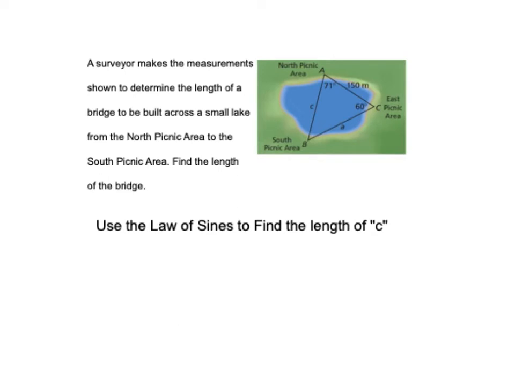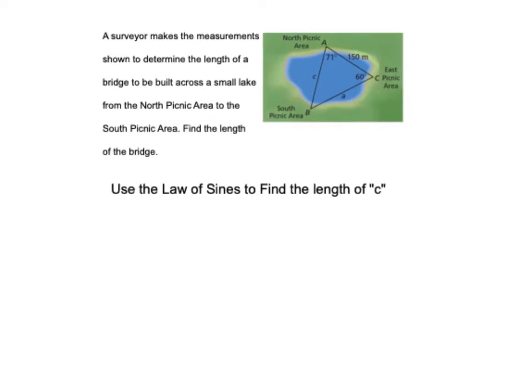And then I also want you to go ahead and use this one. I want you to find the length of C. So a surveyor makes the measurements shown to determine the length of a bridge to be built across a small lake from the north picnic area to the south picnic area. Find the length of the bridge. Well, the length of the bridge is side C.